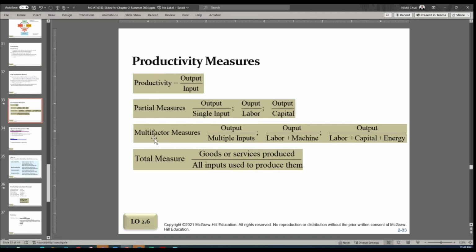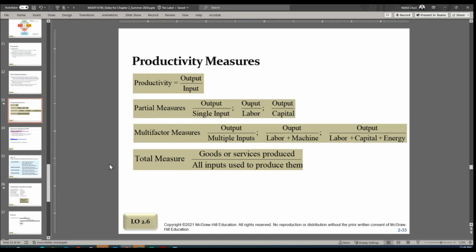Some more formulas for productivity use multi-factor measures, which is output upon multiple inputs. Towards the end, the third and fourth problems we'll be solving will use this. So we'll get to that point shortly.